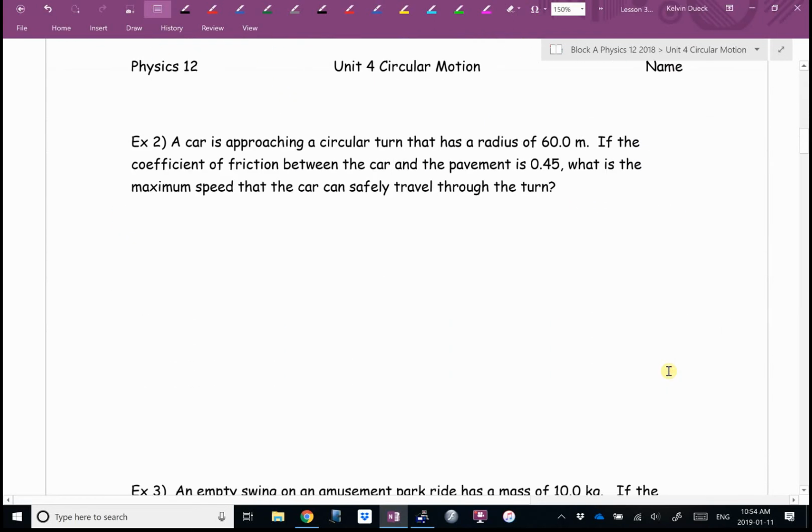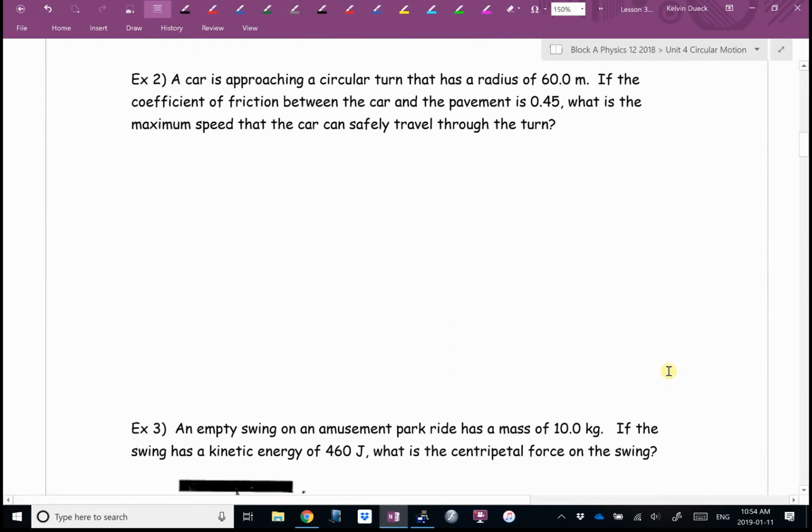I like example 2. Example 2 is a nice question. A car is approaching a circular turn that has a radius of 60 meters. If the coefficient of friction between the car and the pavement is 0.45, what's the maximum speed that the car can safely travel through the turn?